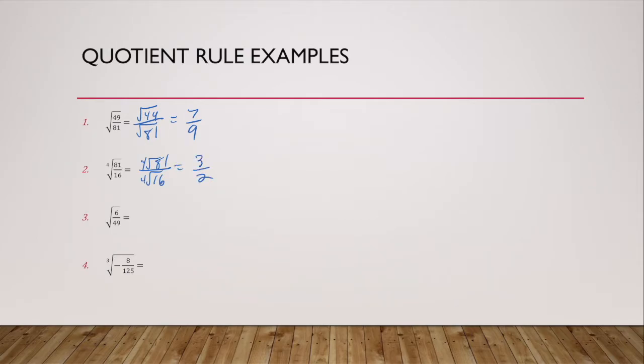If I have the square root of 6/49, that becomes the square root of 6 over the square root of 49. So I have the square root of 6 over 7. I can't simplify that any further, and that's okay. And if I have the cube root of -8 over 125, I would get in the habit of taking the negative with your numerator. So I have the cube root of -8 over the cube root of 125. So I'm going to have -2 over 5. So -2/5 would be my answer.